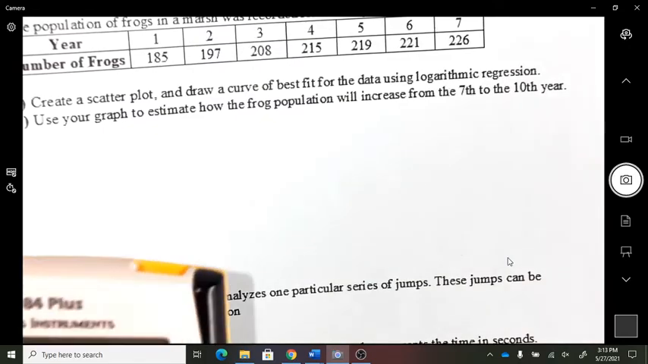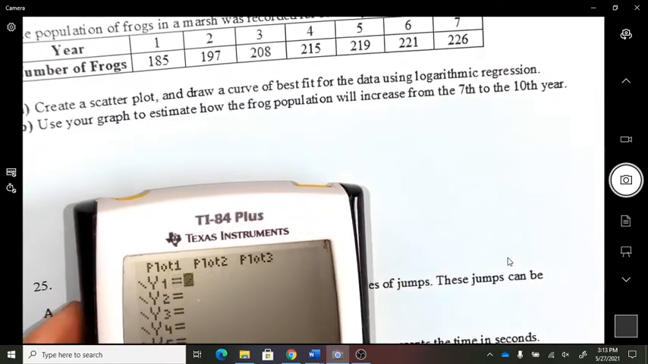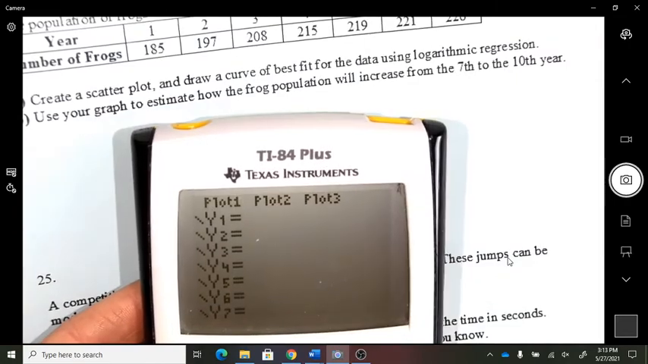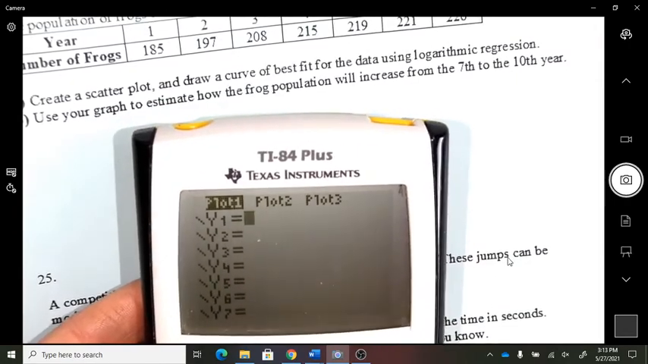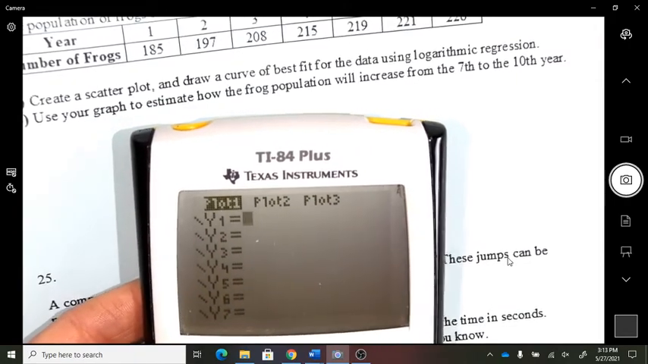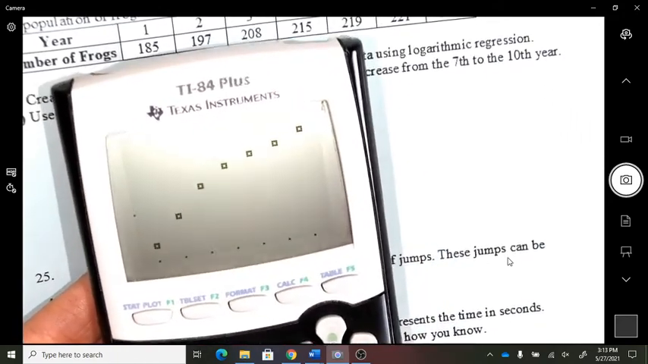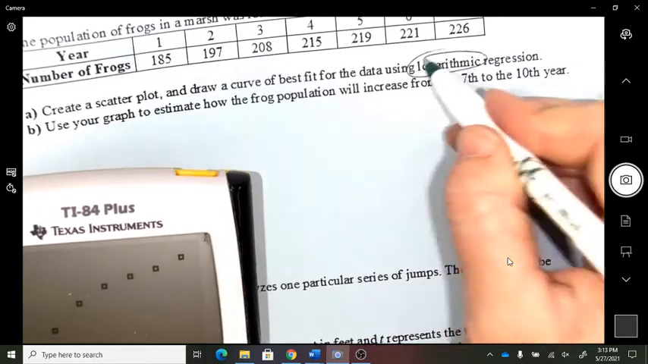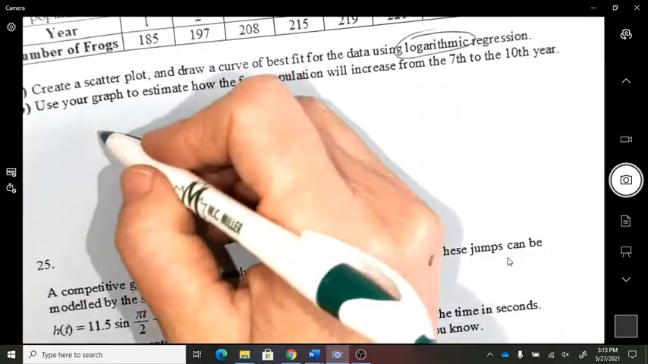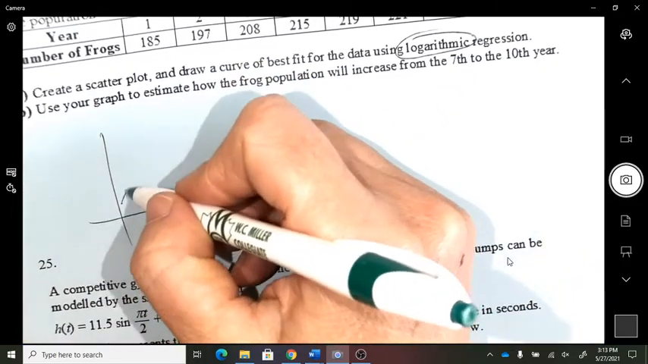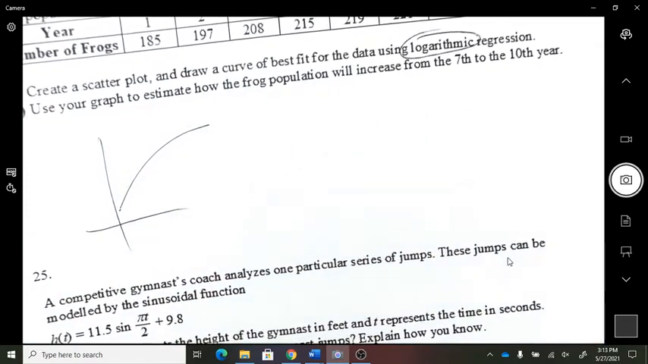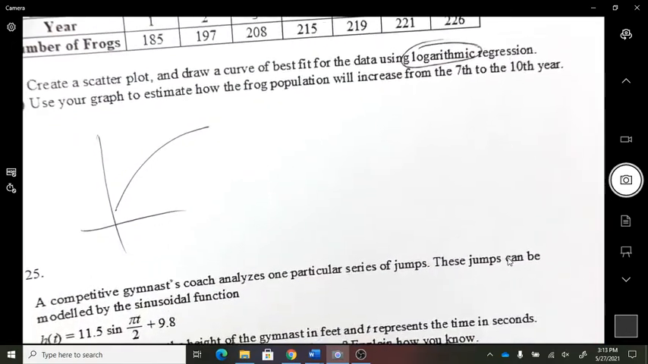Okay, y equals, get everything out, activate your plot. Zoom 9. So it's a log function. That's what they've told us. Logarithmic, kind of like this idea. Just drop it in a basket is good. Okay.